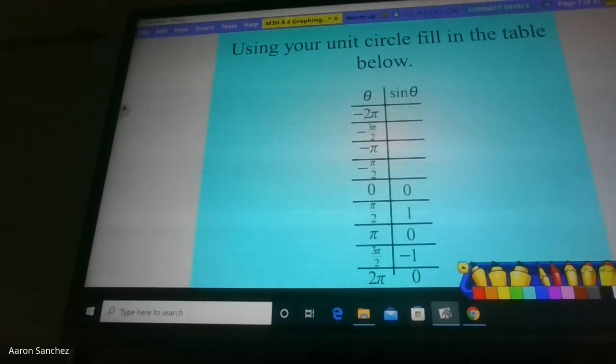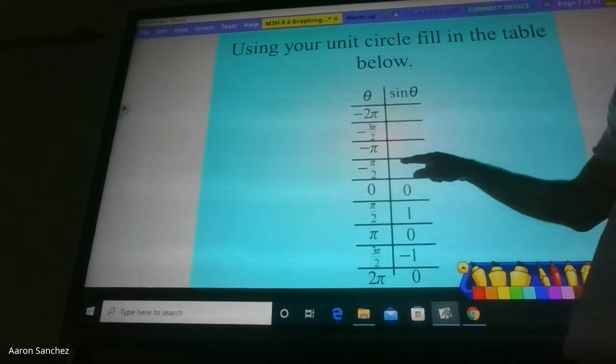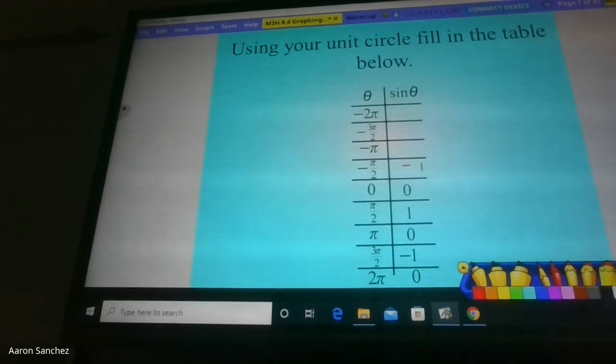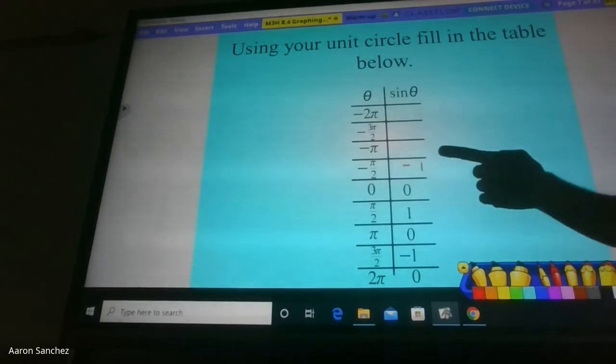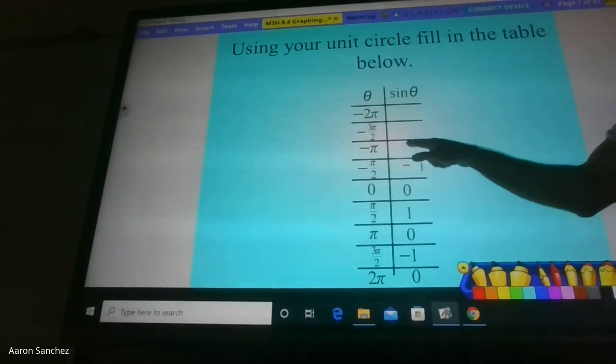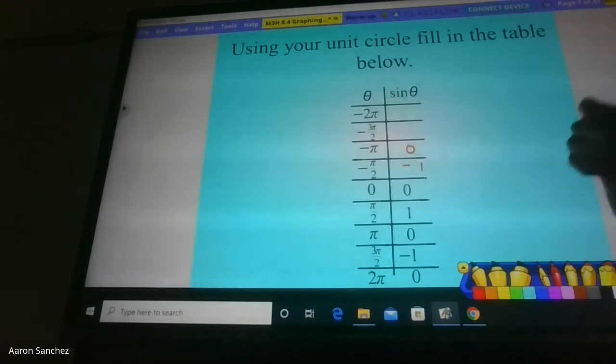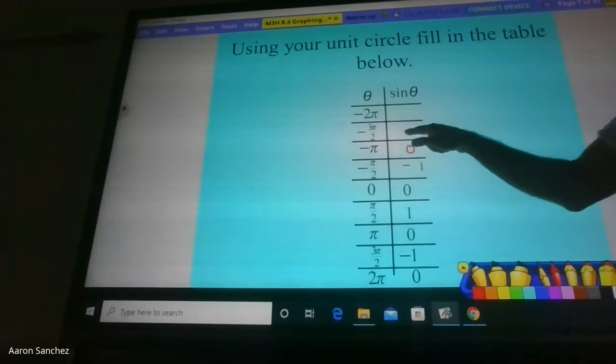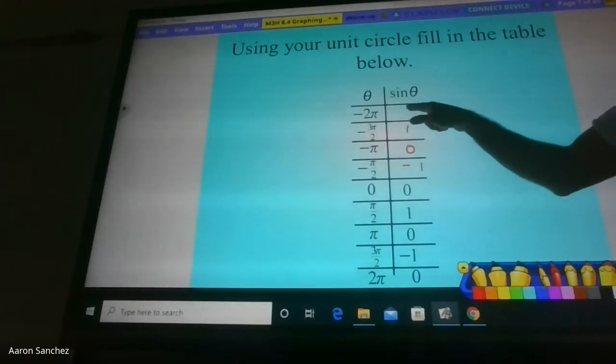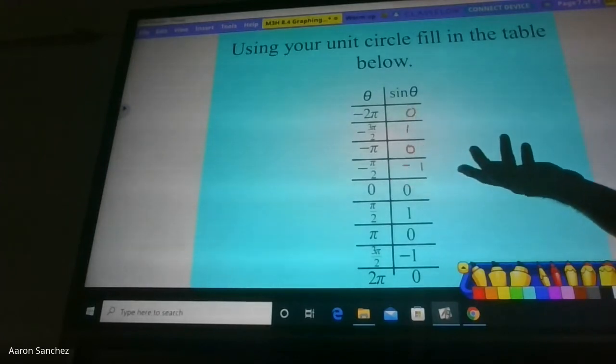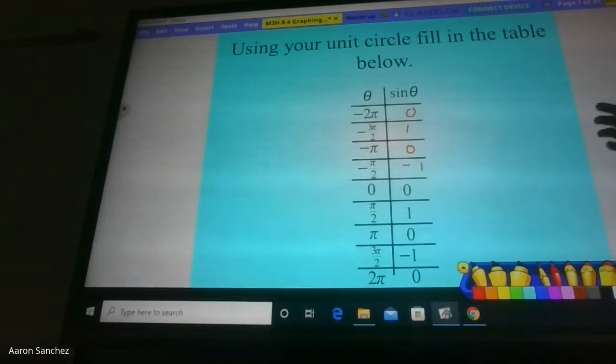All right, Delilah, did you get negative pi over 2? Negative 1? Yes, very good. Anthony, were you negative pi? I got 0. Very good. And Marcos? 1. And Raphael? 0. Boom. You guys all understand? So now we have it all filled out. Should look like that. The whole chart.